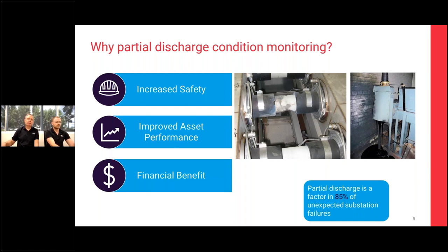If we can be proactive in getting potential faults off the network before they fail, then we're also going to get a financial benefit. So these three elements, three drivers, really go hand in hand. If we can prevent the failures, you can see we've got the pitch-filled cable box on the right-hand side here, which has disruptively failed. That, if anyone is in the substation, is a significant safety incident. We get that out. We've got an outage that we didn't get, so we get improved performance.